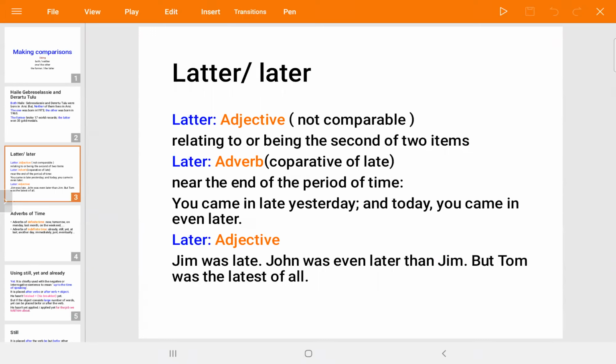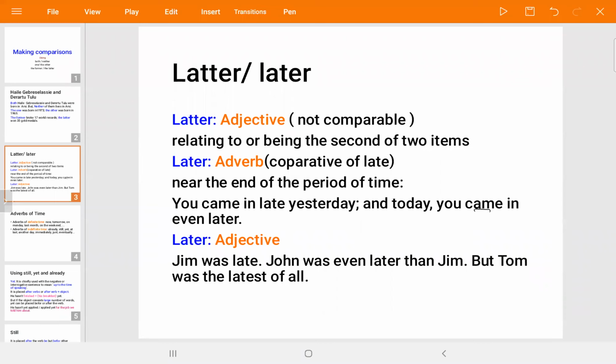This is not an adjective, but an adverb. You came, here you are, this is our verb. You came in even later. So it expresses the verb came. We use it as an adverb.